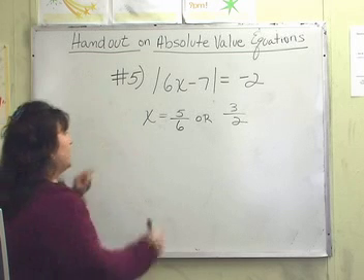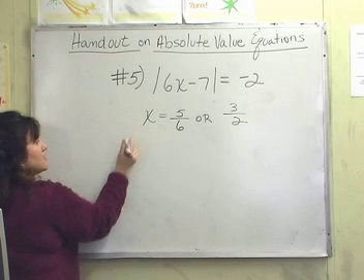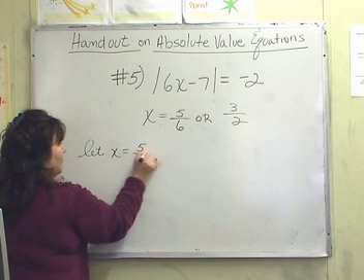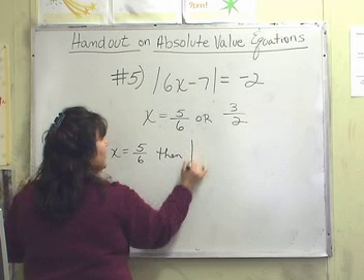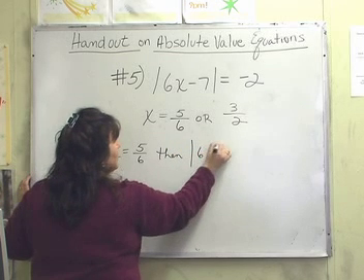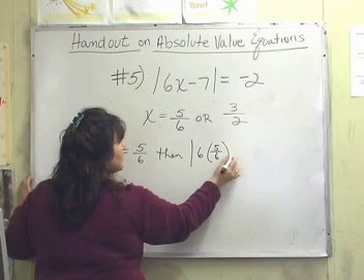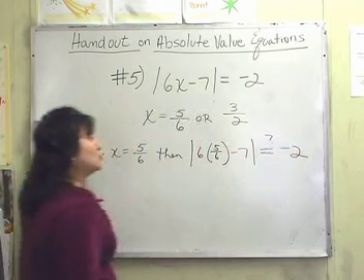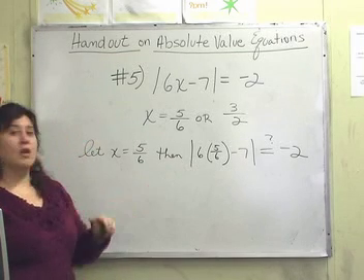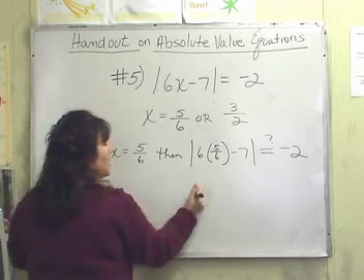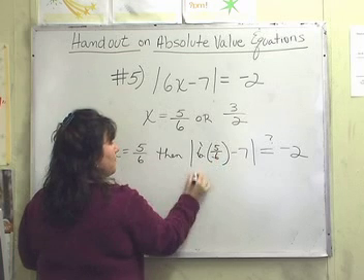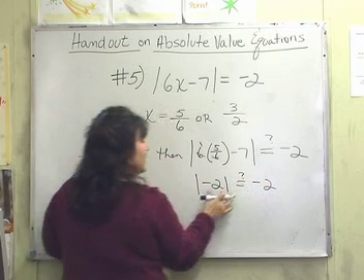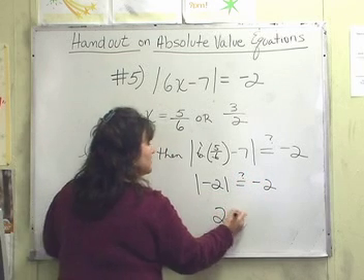Let's substitute. If we let x equal 5/6, then the absolute value of 6 times 5/6 minus 7, will it equal negative 2? Do the computation. 6 times 5/6 will be 5. 5 minus 7 is negative 2. The absolute value of negative 2 is positive 2.